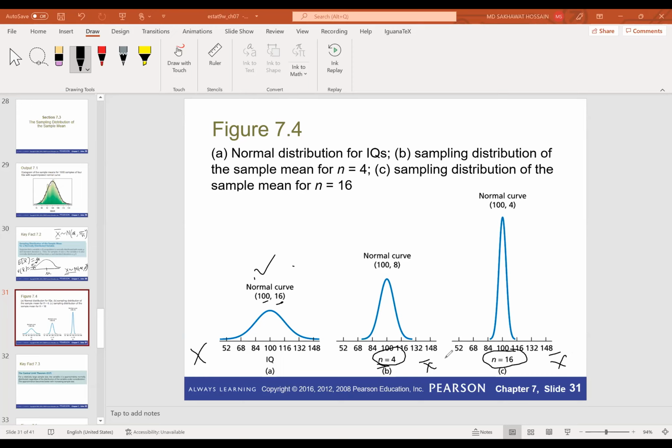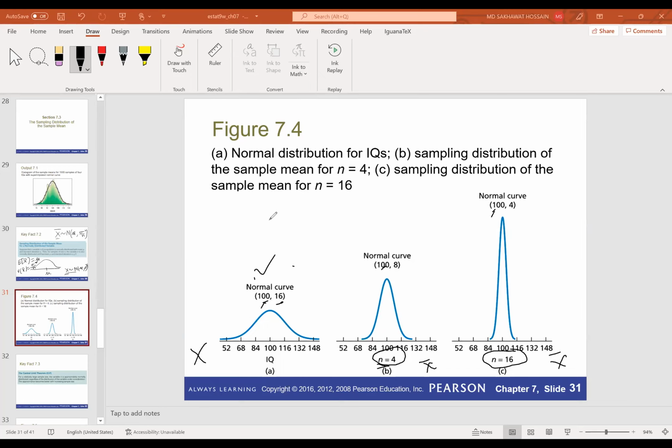Now you can see that this is also a normal distribution. And this X bar when n is 16 is also a normal distribution. All the means are the same: this is 100, this is 100, this is also 100. The only difference is the variance.